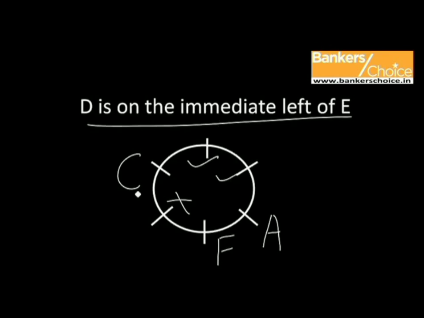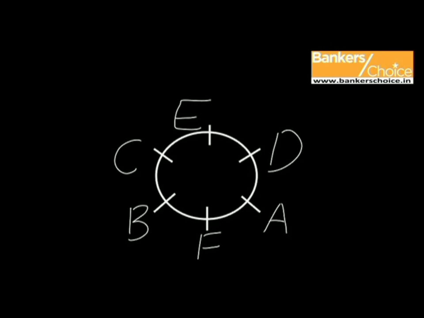And as we know that D is on the immediate left of E, D should be towards the clockwise direction. So this place is taken by D and this place will be occupied by E. Now, after placing the 5 persons, as only one place is left out, we can say that this place should be occupied by the left out person B. This completes the circular arrangement.